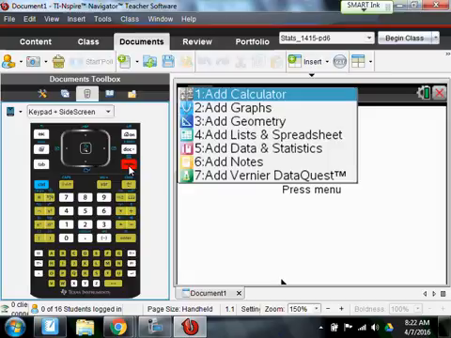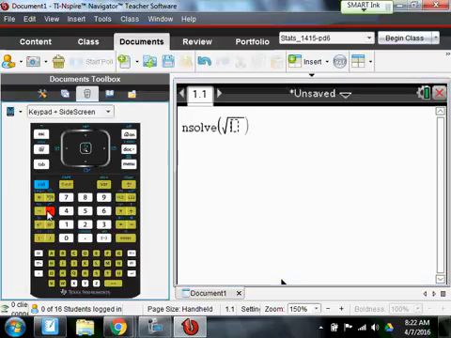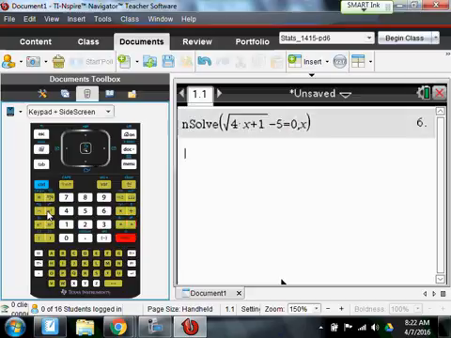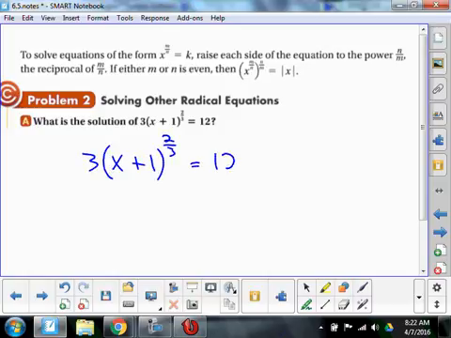Okay, menu, add calculator, and solve, parenthesis, the square root of 4x plus 1 minus 5 is 0, comma, x. Bam, look at that, like a boss. All right. Oh, problem 2. This is good. This is awesome. 3 times the quantity x plus 1, the quantity to the 2/3 equals 12.